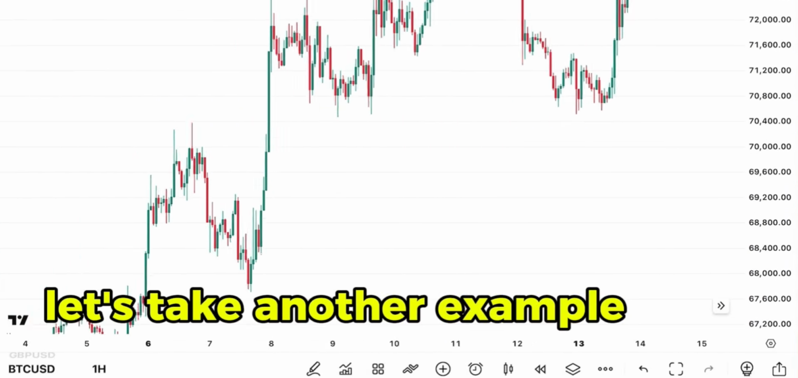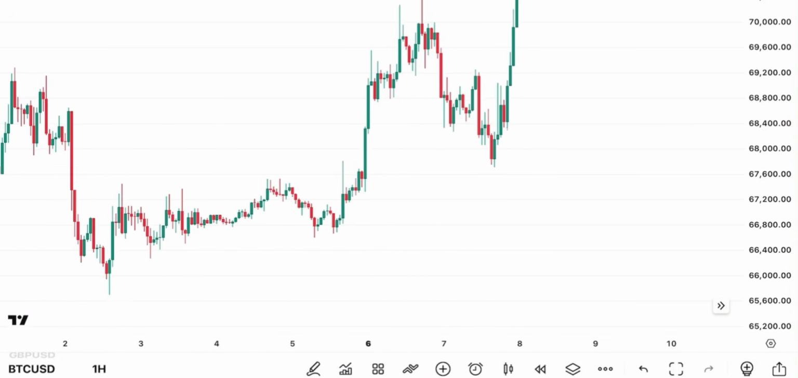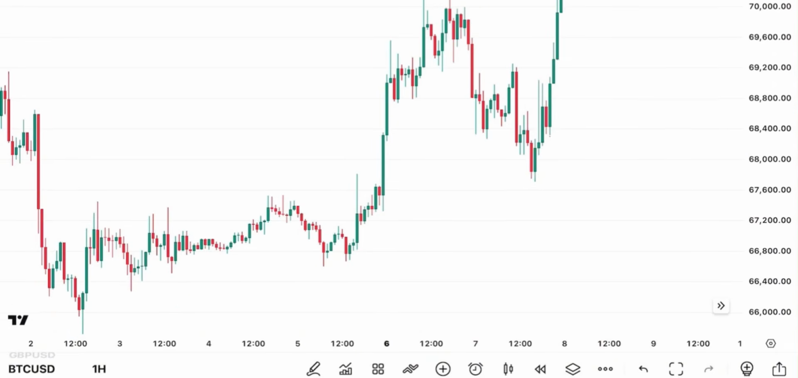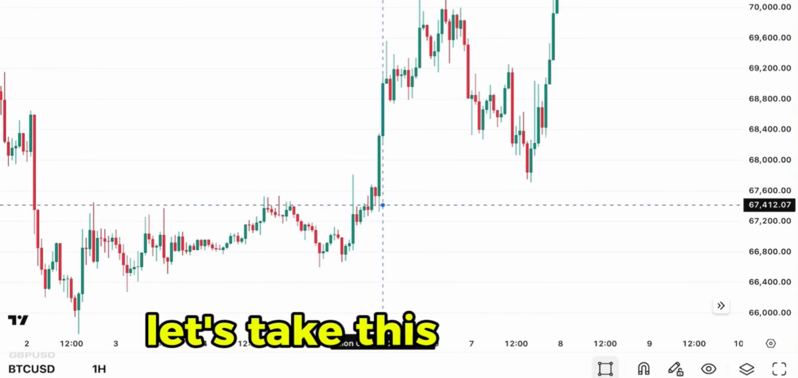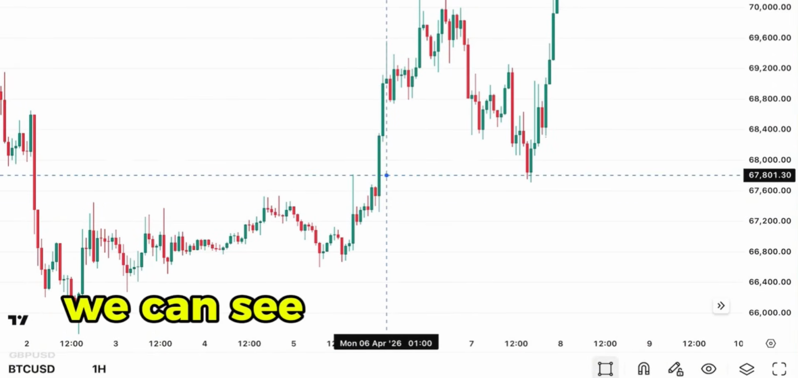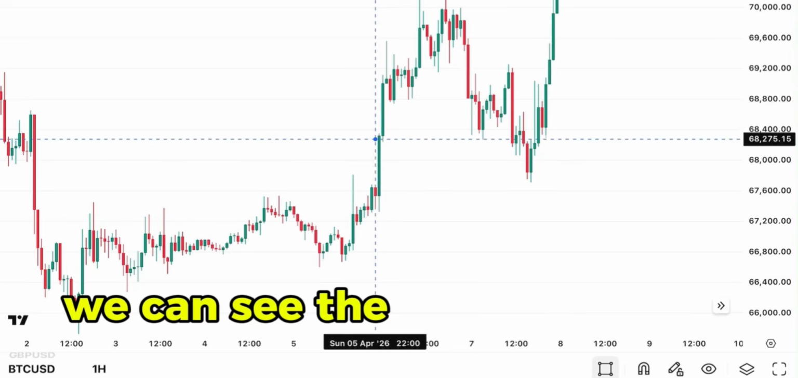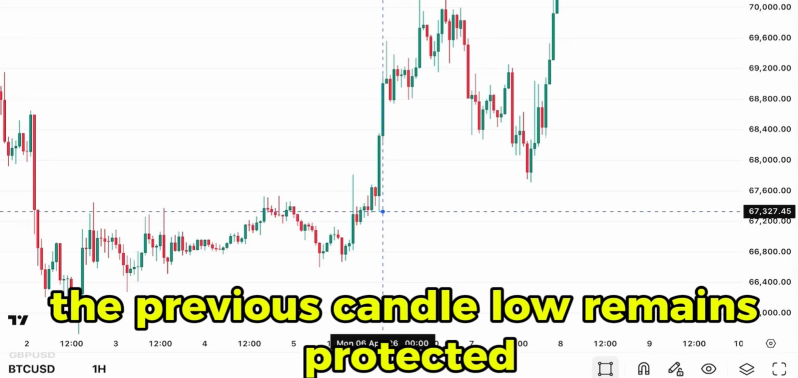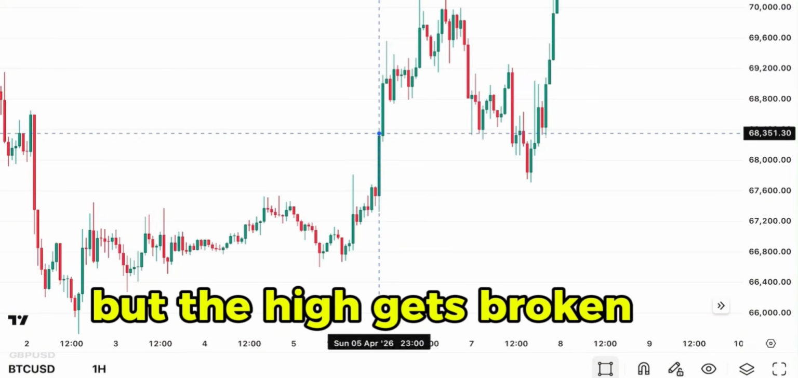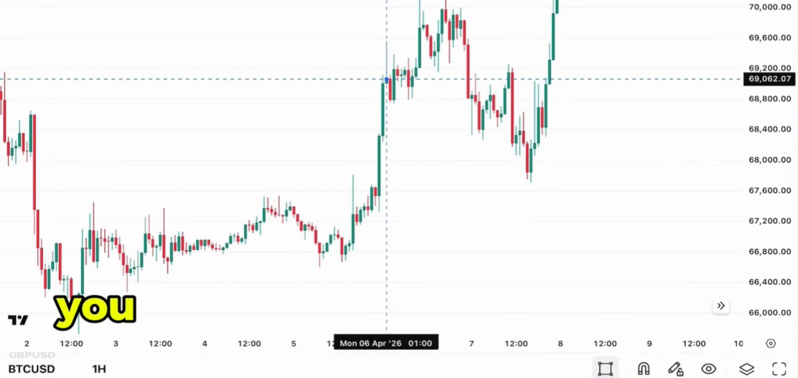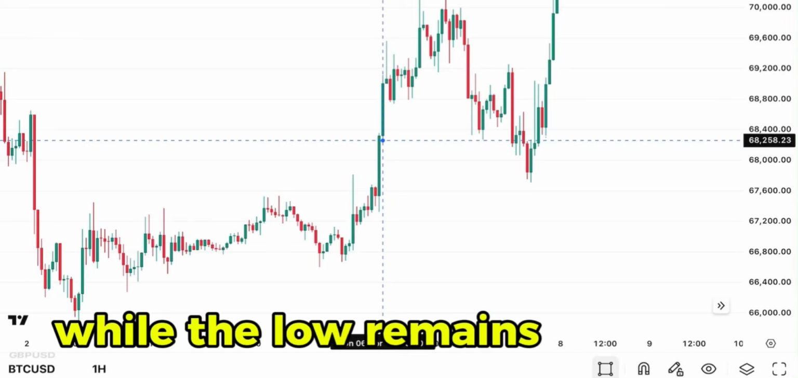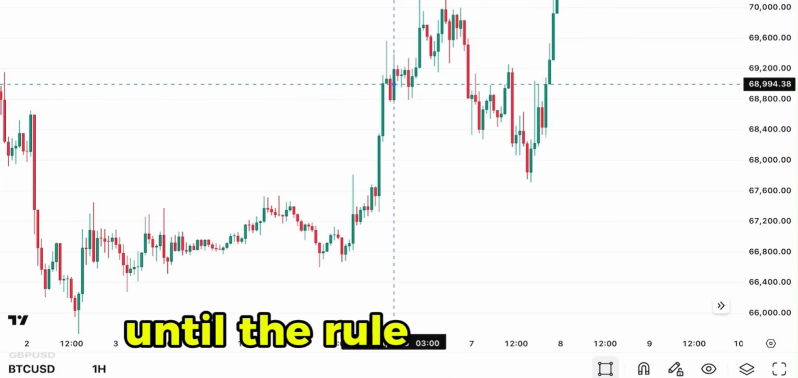Let's take another example in the market. Let's take this point here. We can see the previous candle low. We can see the previous candle high. The previous candle low remains protected, but the high gets broken. The same thing applies here. You can see the previous candle high gets broken, while the low remains protected until the rule was violated.